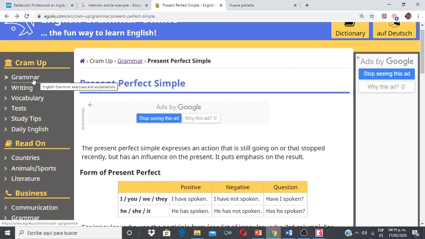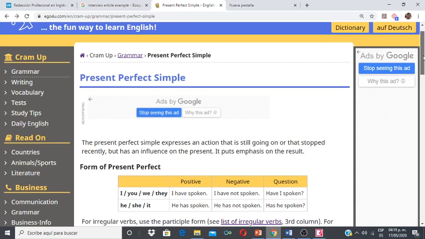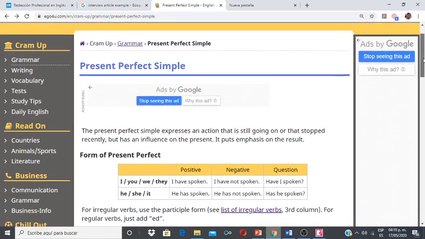We have sections of grammar, writing, vocabulary. We have tests that you can use to check how you are mastering the language, where you are standing right now, and in that way you know how much you have to improve in the future. We have study tips for learning English and also vocabulary that you can learn every day. I recommend this page a lot if you want to visit it. So this time I'm gonna use it for showing you a little bit about the present perfect simple.